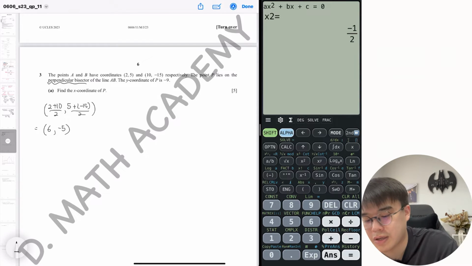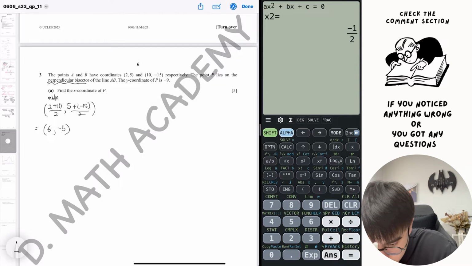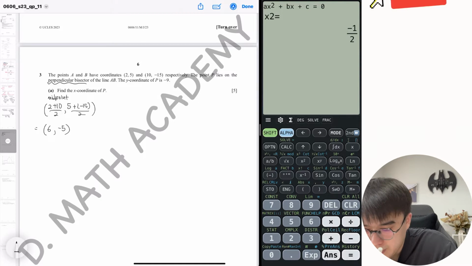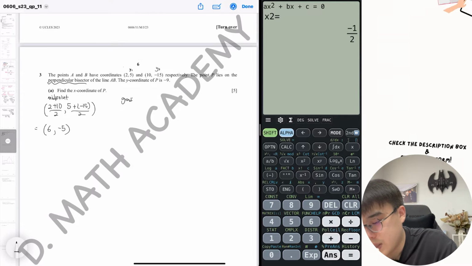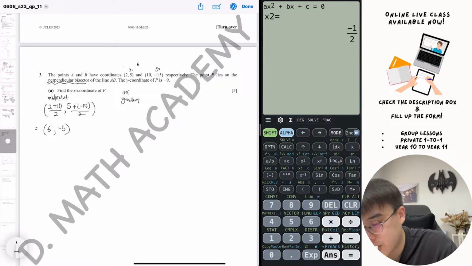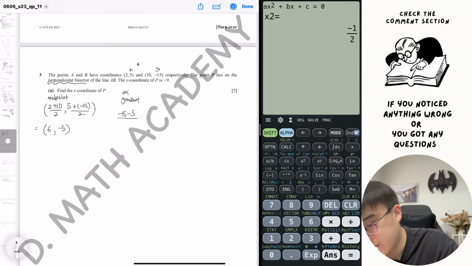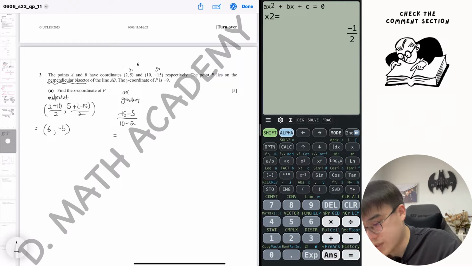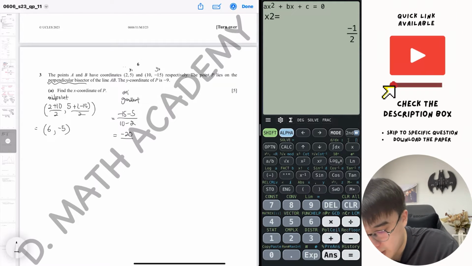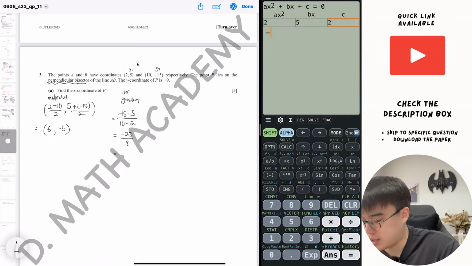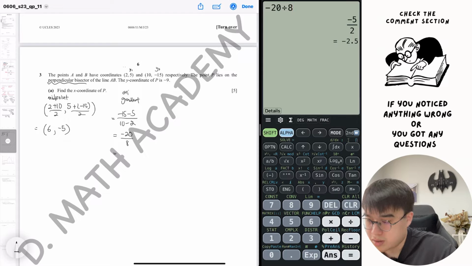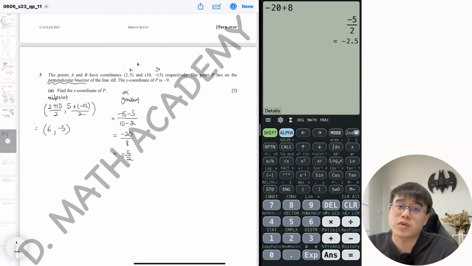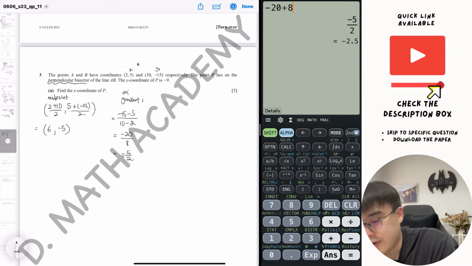After that, I'm going to calculate the gradient. Gradient goes by y2 minus y1. So I assign this as y2, here's y1. The original gradient is -15 minus 5 over 10 minus 2, which gives a gradient of -20 over 8. -20 over 8 will give you -5 over 2. So this is the original gradient, or gradient of AB.